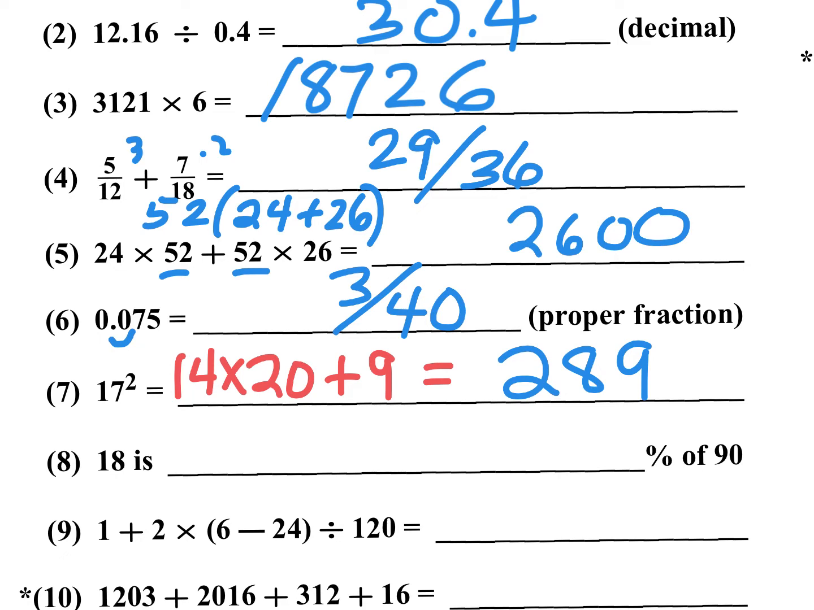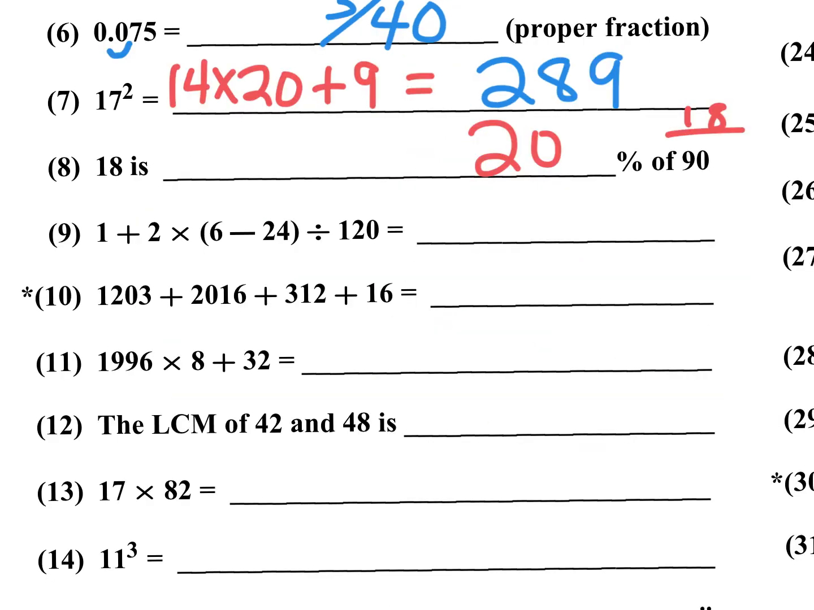Number 8, 18 is what percent of 90? Think of 18 over 90, that's 1/5. 1/5 is exactly 20%. For problem number 9, 1 plus 2 times, in parentheses, 6 minus 24, divided by 120.